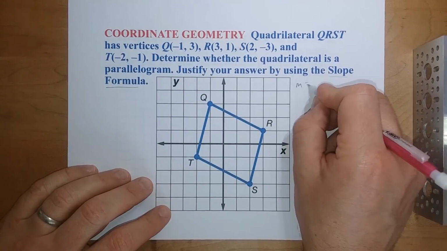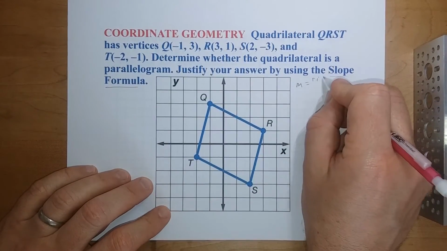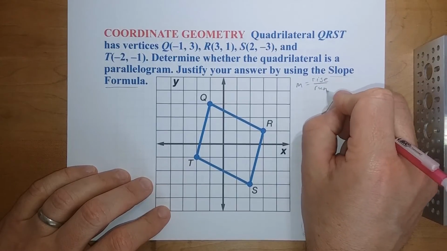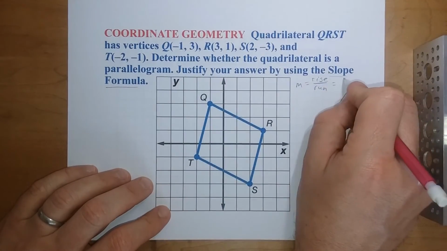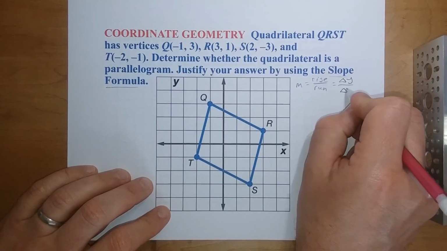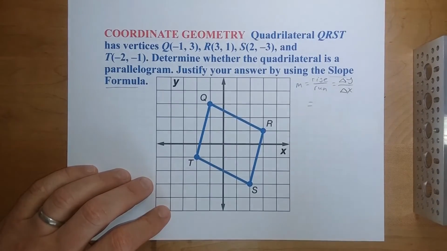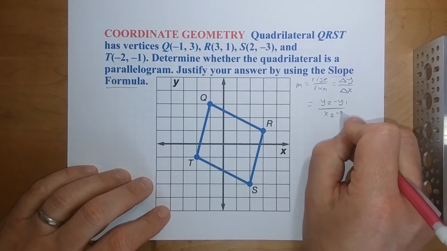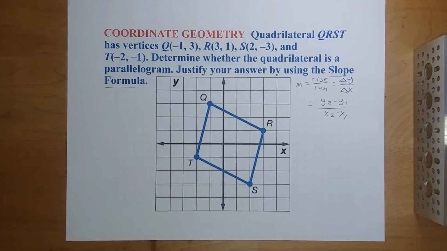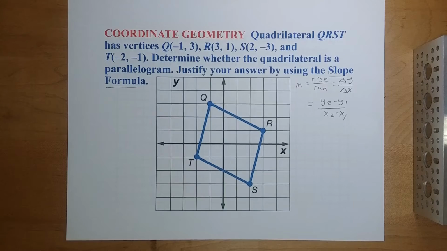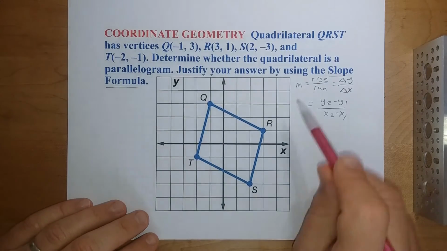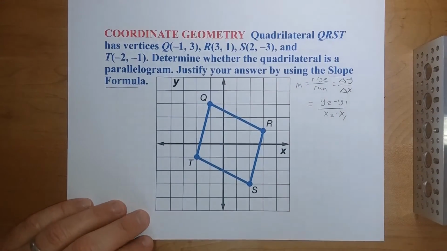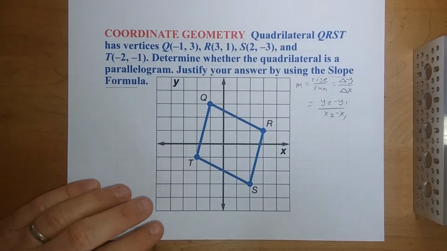Hopefully you remember slope is rise over run. Sometimes we say it's delta y over delta x. And sometimes we say it's y2 minus y1 over x2 minus x1. Those are all different ways of finding slope. When I've got them graphed, I like to look at rise over run or delta y over delta x. It's very easy to pick out.